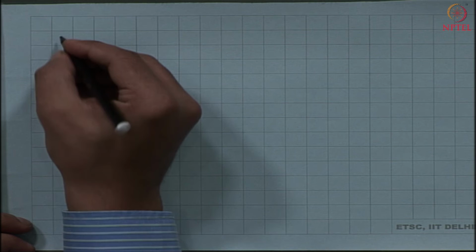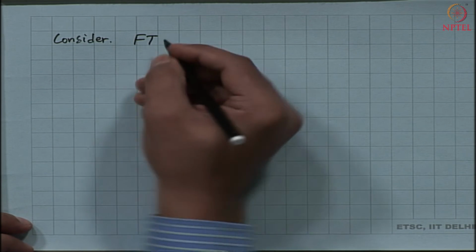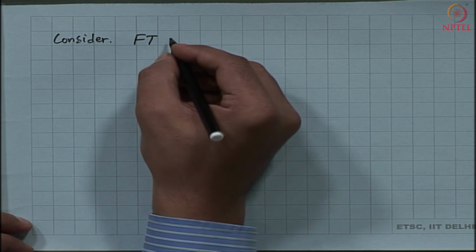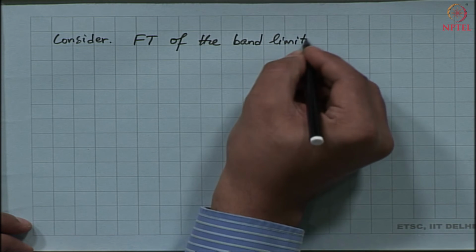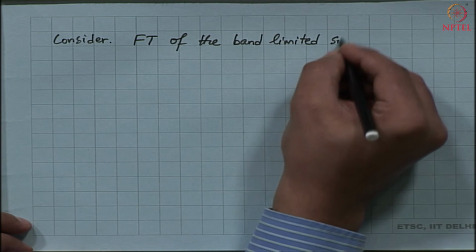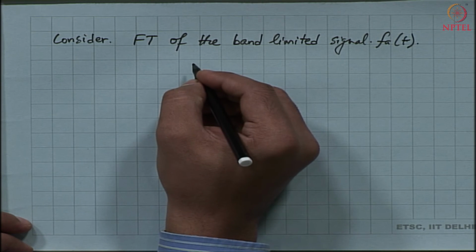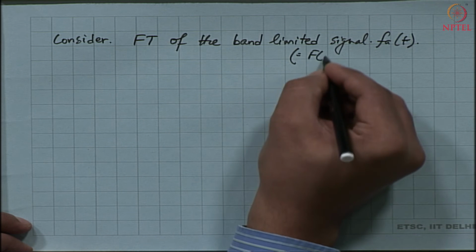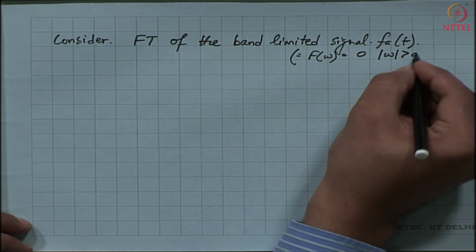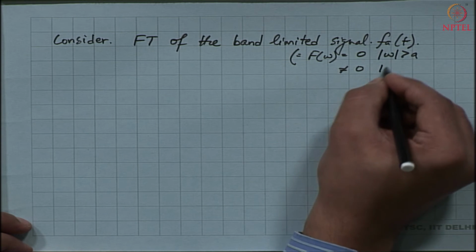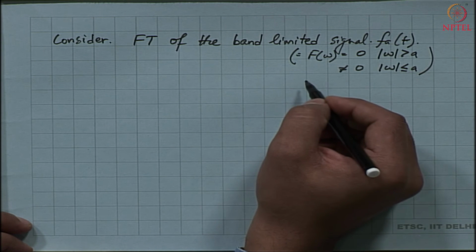So, let us consider the Fourier transform of the band limited signal f a of t. Then I know that this is equal to my F omega, which is 0 outside the cutoff frequency and of course non-zero inside the cutoff frequency. So, that is the Fourier transform of my band limited signal.